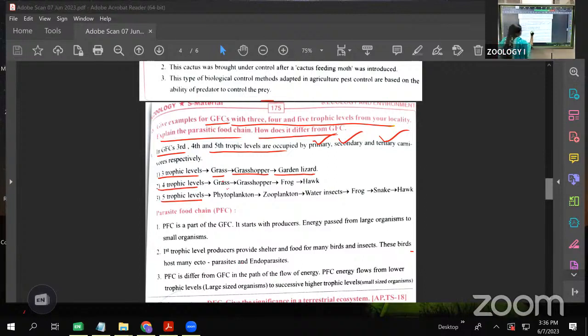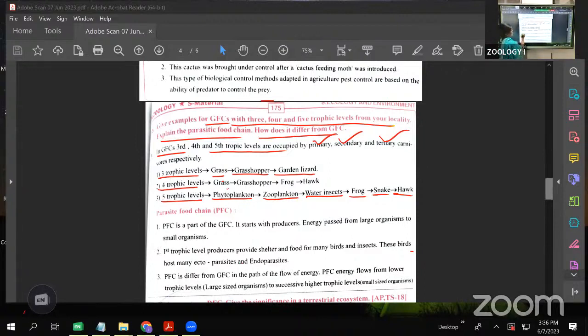The phytoplankton, on that zooplankton depends, and on that the water insects, then frog, snake, and hawk. Clear? Like this. These are the examples of the GFC, the grazing food chain.